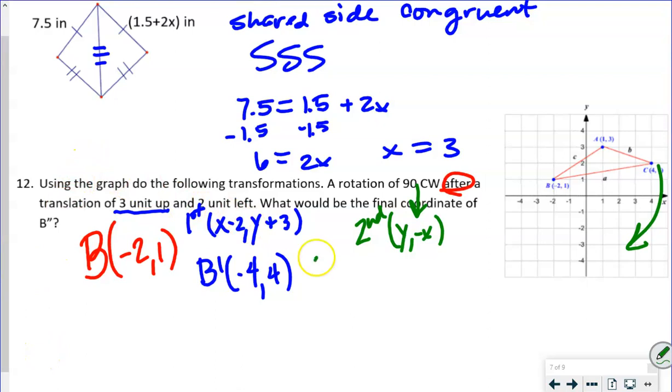So now we're going to do our B double prime. Okay, so now we're going to flip them. So our y becomes our x, so that's going to be our 4. It moves to the front, but then the x changes sign, so our answer is going to be (4, 4).